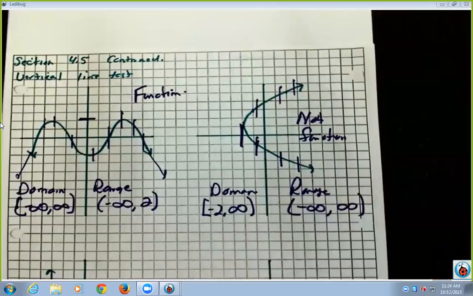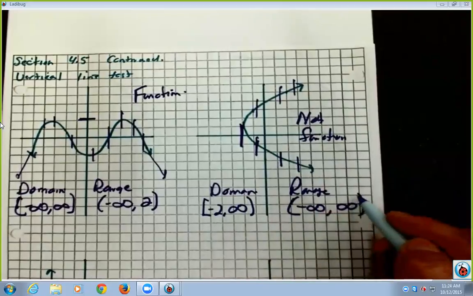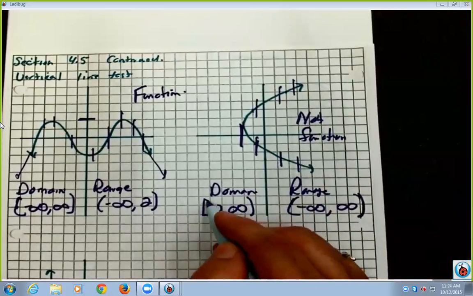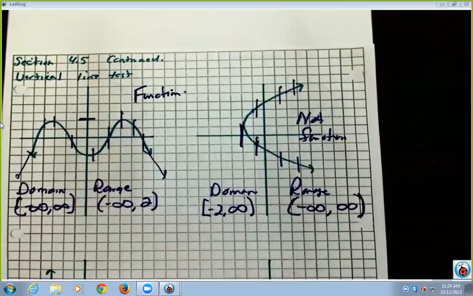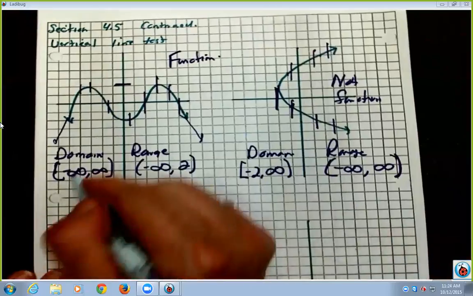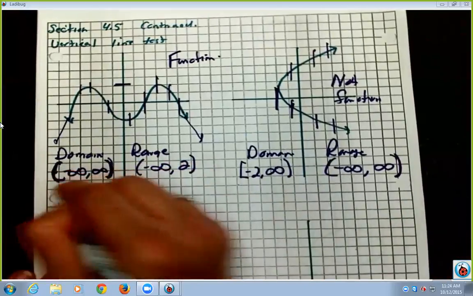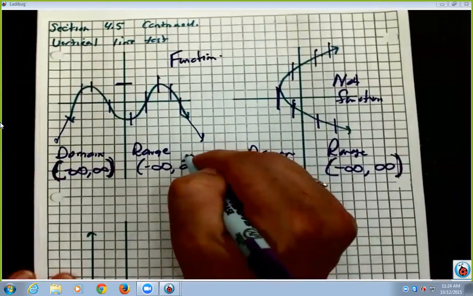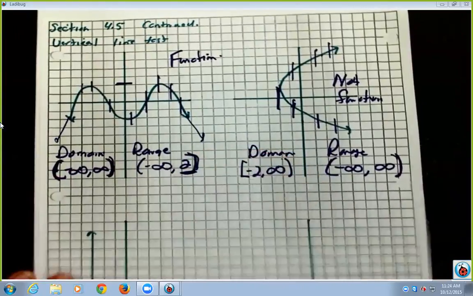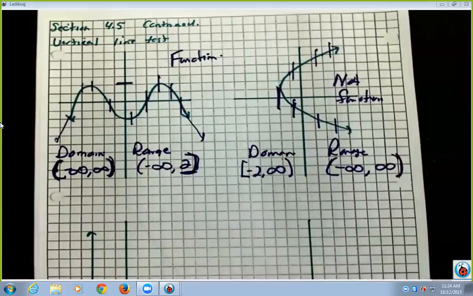Yes? Are you writing those with parentheses and brackets? Yes. These are parentheses. These are brackets and a parenthesis. What's that one over there? Oh, it should. This is a parenthesis. This one's too a parenthesis. This is a bracket, though. Yep, because it stops at 2.